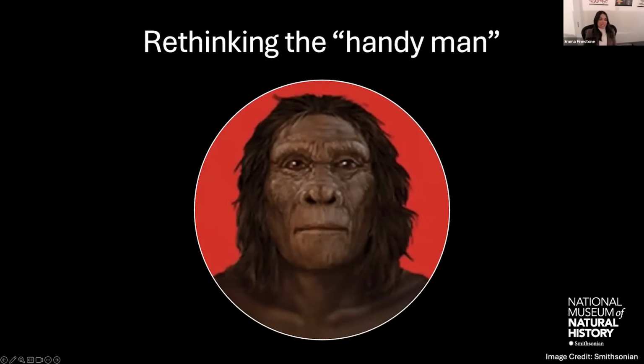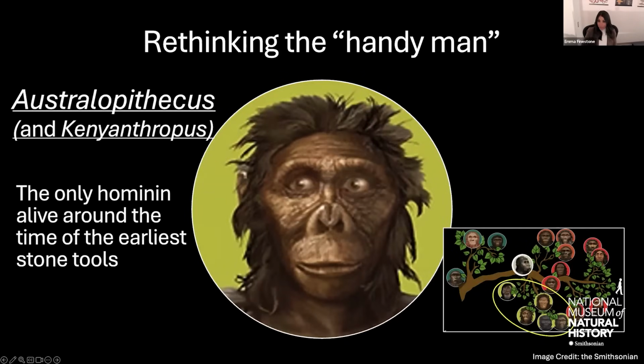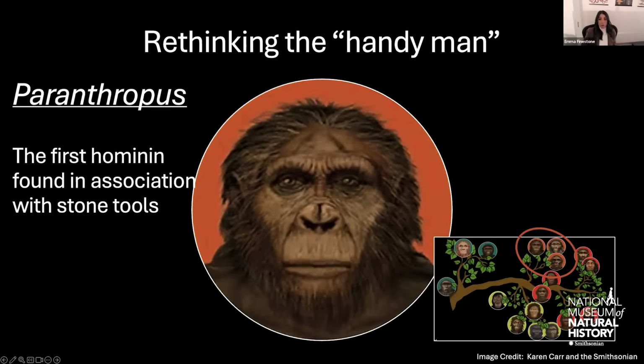So rethinking this handyman, certainly Homo habilis deserves its name. It was a tool maker. It overlaps substantially with a number of Oldowan assemblages. But it's also possible that Australopithecus and also Kenyanthropus might have made tools and been responsible for the earliest stone tools ever made. It's also possible that Paranthropus, which is the first hominin found in association with stone tools, was an important tool user and tool maker.